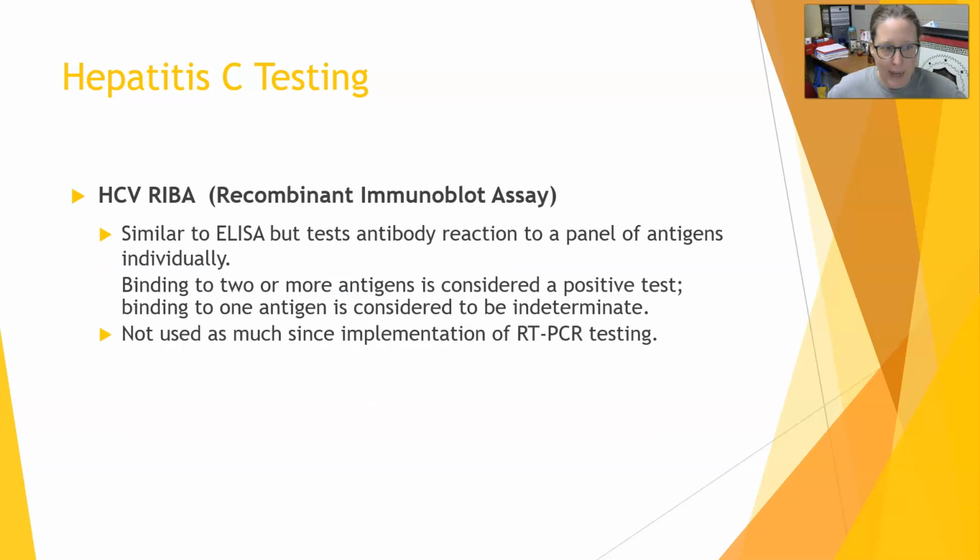Then there's the hepatitis C RIBA, which is a recombinant immunoblot assay. It is similar to the ELISA, but it tests antibody reaction to a panel of antigens individually, so one antigen at a time. Binding to 2 or more of the antigens is considered a positive test. Binding to one antigen is considered indeterminate. It is not used as much now since we have the implementation of RT-PCR testing.